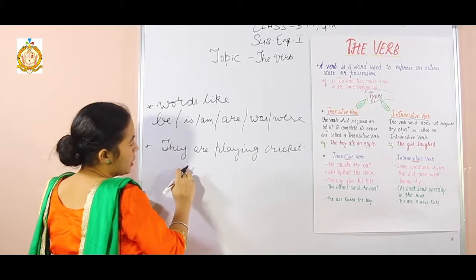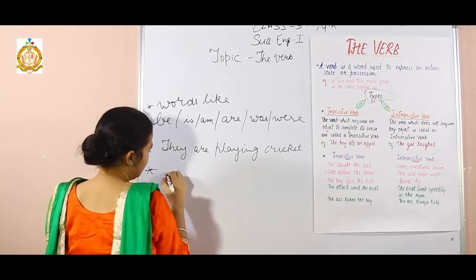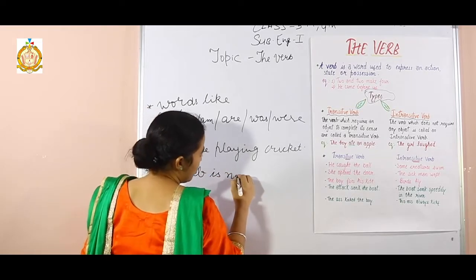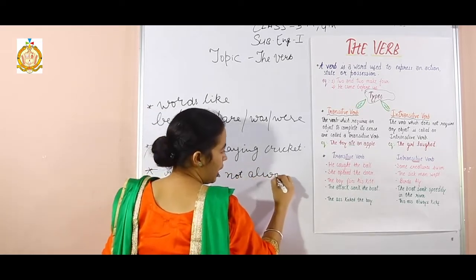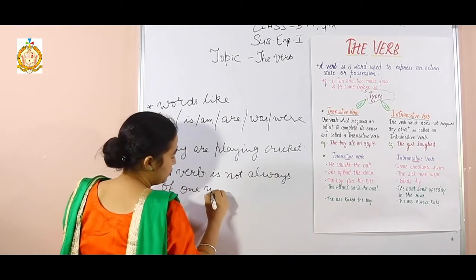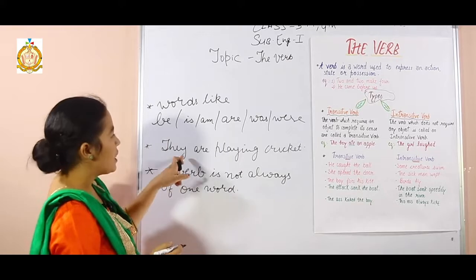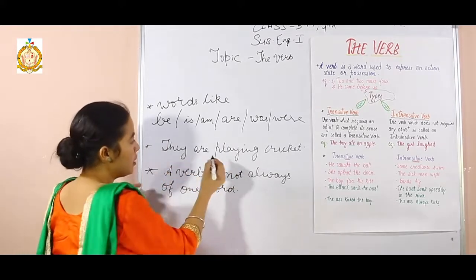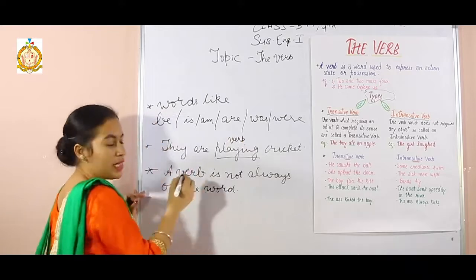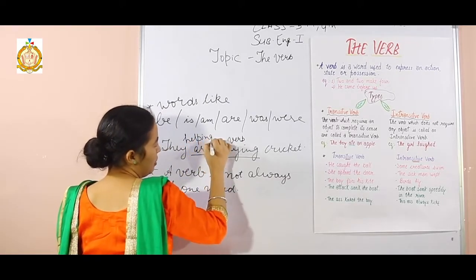And a verb is not always of one word. Here is an example. They are playing cricket. Here playing is the verb, but are is the helping verb.